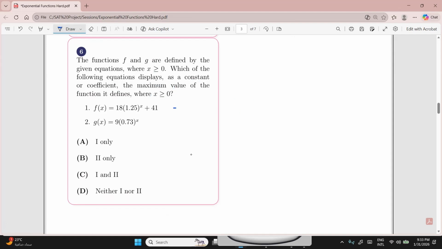So now this one will be 18 times 1.25 to the power of 0 plus 41. Any number to the power of 0 is equal to 1. So 1 times 18 is 18. 18 plus 41 will be 59. Is this 59 given here, appearing here? No. So this is not correct.